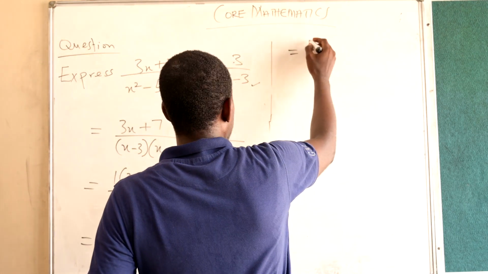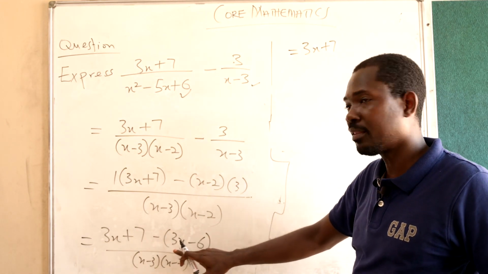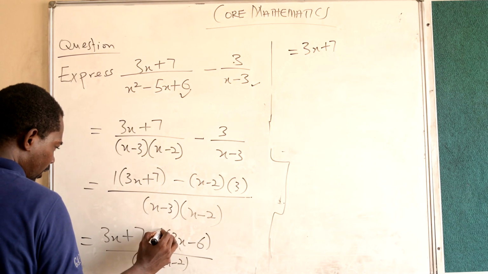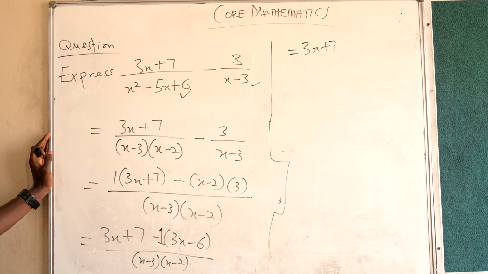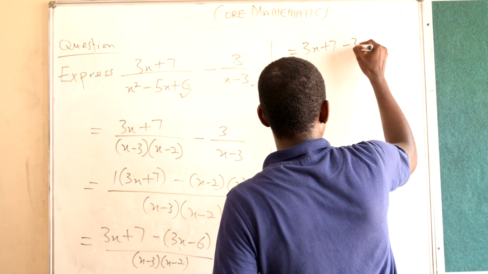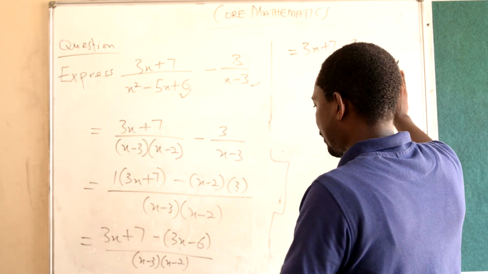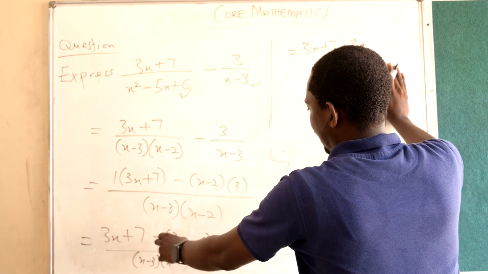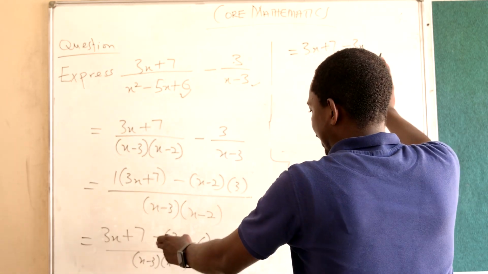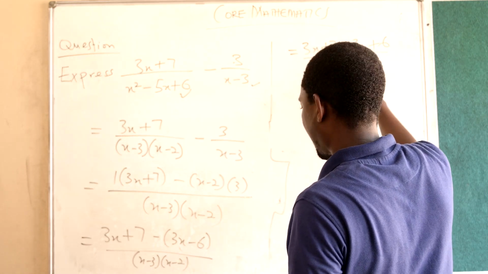This gives me 3x plus 7. This negative or minus will affect the 3x and also affect the negative 6. It is just like having negative 1 multiplying 3x minus 6. So negative multiplying 3x will give us negative 3x. The negative multiplying negative 6 will give us positive 6 over x minus 3, x minus 2.